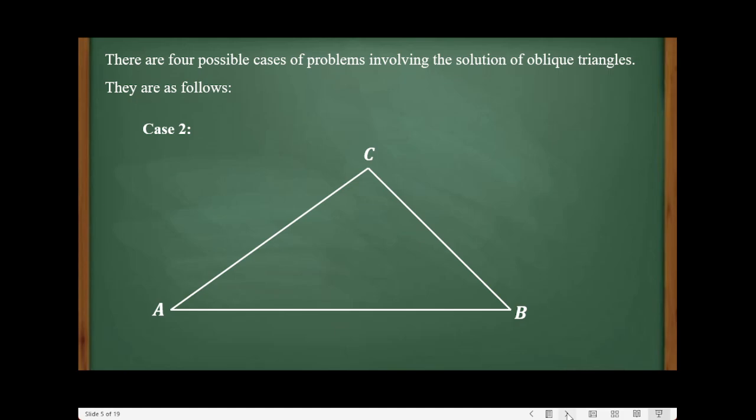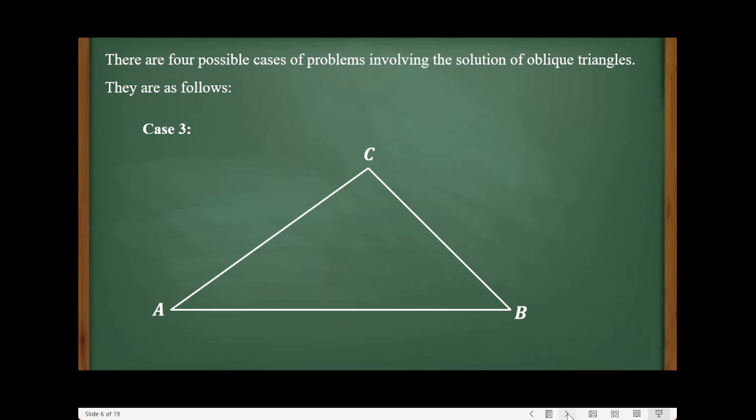For our second case, the given parts from this oblique triangle are two sides and an angle opposite one of the sides given. One of the two given sides, probably this one, together with the opposite angle, and the third given part is this side. So these are the three given parts from this oblique triangle under case number two.